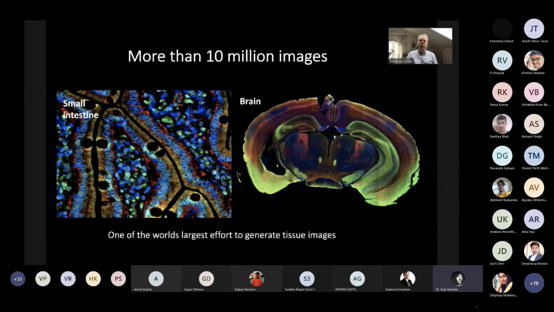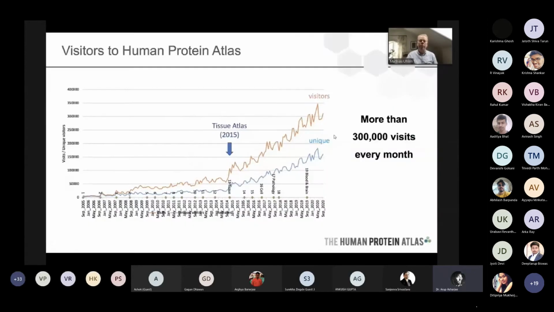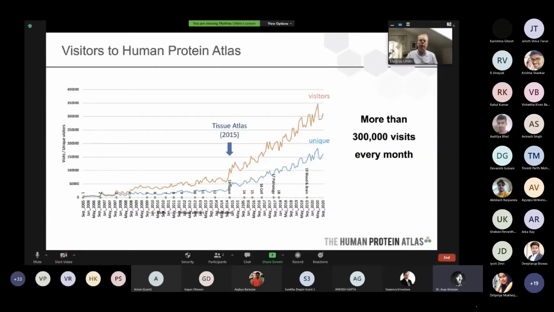And each one of those images has been annotated by a pathologist in India. So we're very grateful to that. So the data we have in the Protein Atlas now is open access. We have more than 300,000 visits every month. And it is one of the 3 largest biological databases now in terms of visitors in the world, actually. And we're very, very happy for that.